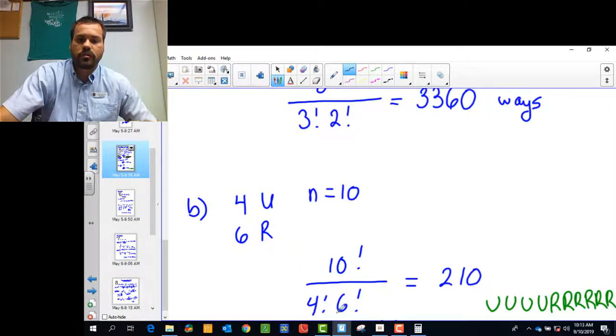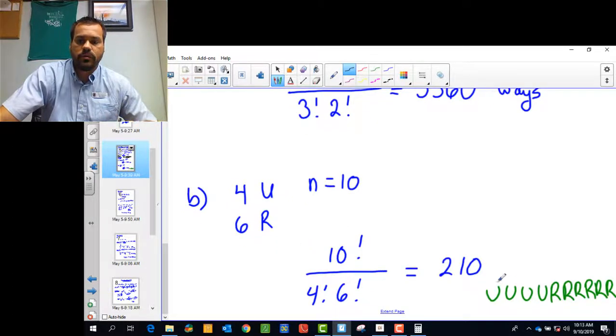So it's 10 factorial divided by 4 factorial times 6 factorial, because you have to go right 6 times, and you have to go up 4 times. You can go up, up, up, up, right, right, right, right, right, right, or you can go right, up, up, up, right, right, right, right, right, up, for example. So there's lots of different ways you can rearrange them, but we're essentially saying, how do you rearrange this pattern? Okay, so that's the idea of permutations with repetition.